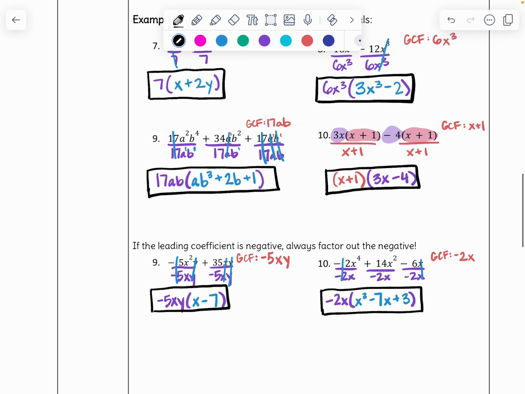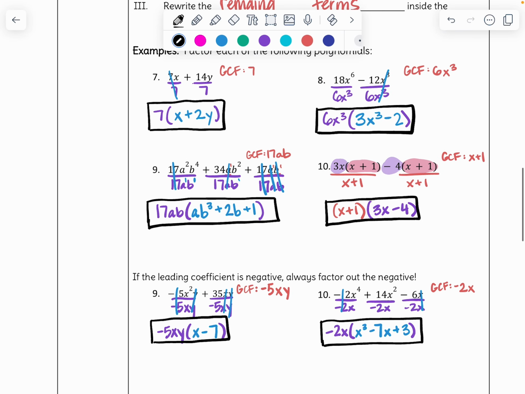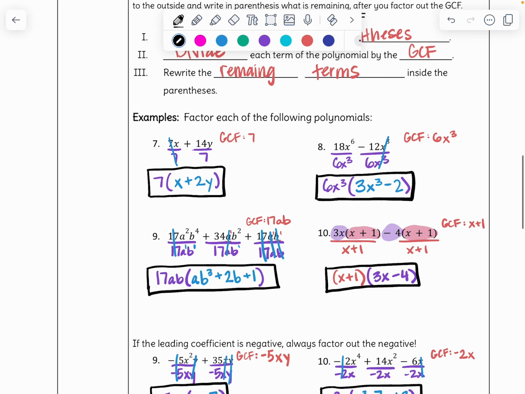So today you'll be finding the greatest common factor and factoring polynomials.